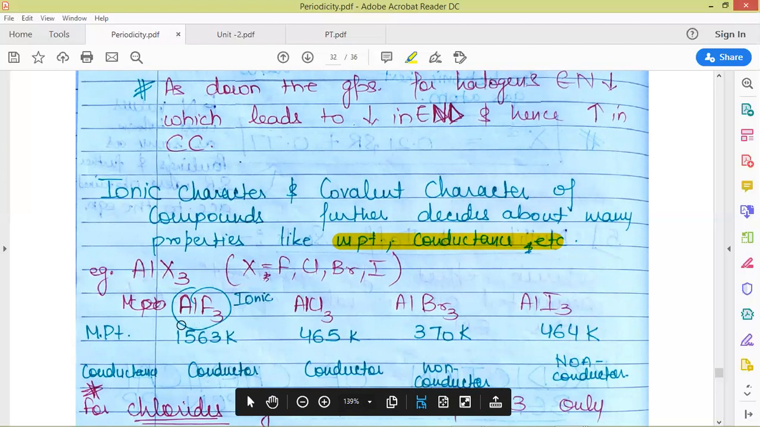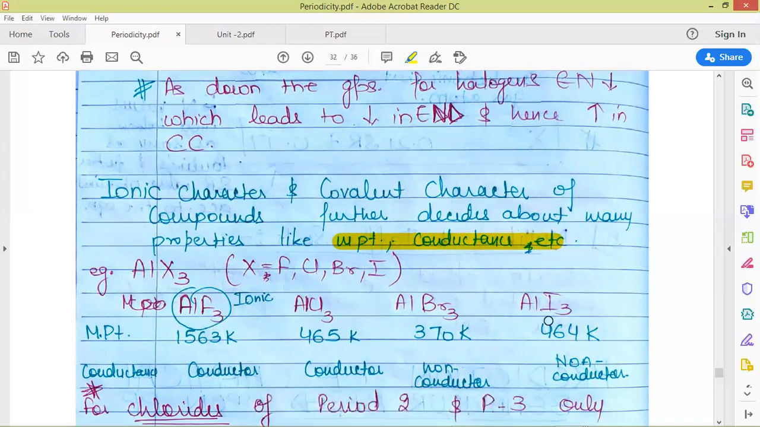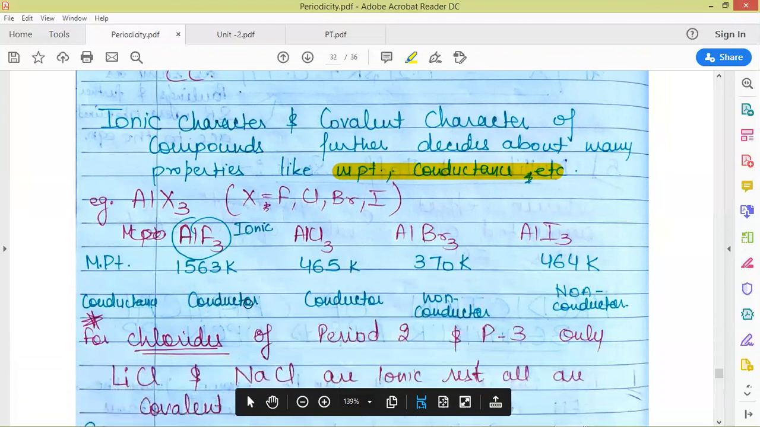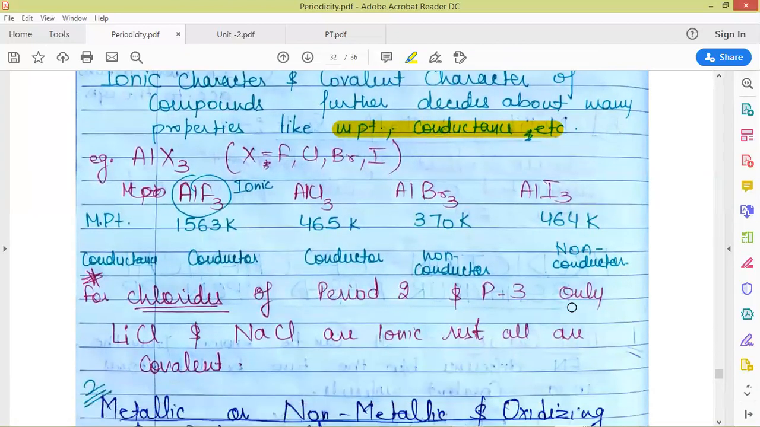As we move down the group from fluorine to iodine, the electronegativity difference between aluminium and the halide is decreasing. That means covalent character is increasing and thus melting point is decreasing because bond strength is also decreasing. Same is the case with conductance. The first two compounds are very good conductors and the last two compounds are non-conductors. This is because covalent character is increasing, as ionic compounds are good conductors in comparison to covalent compounds.